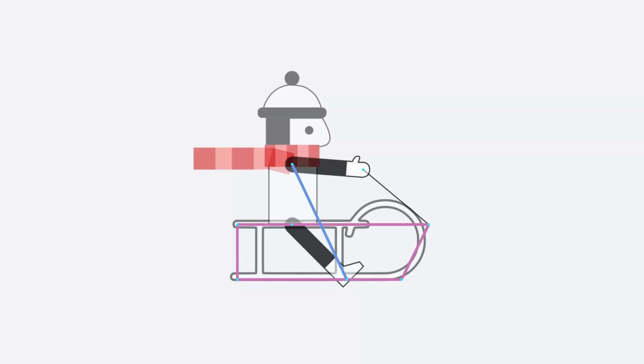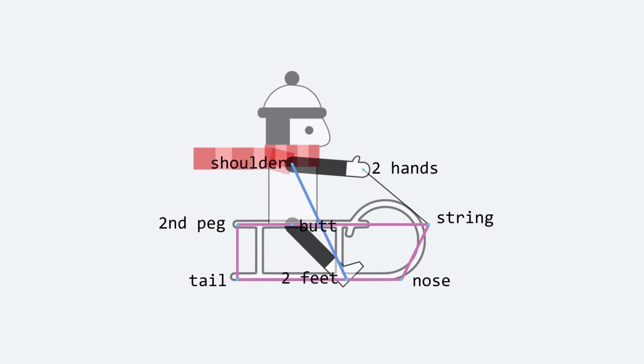So, how do lines in Line Rider manage to hit Bosch and change his movement? Well, Bosch is made up of several contact points. There are 10 of them: the string, nose, tail, second peg, 2 hands, butt, shoulder, and 2 feet.